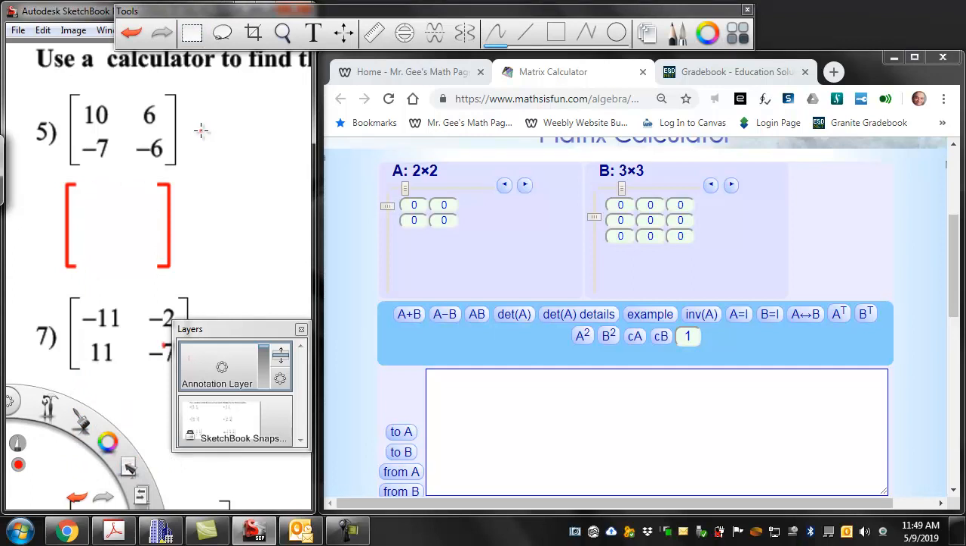And the first thing we have to do, remember, is to take the determinant. We're going to use the reciprocal of the determinant. Remember, it's over 1. So I take 10 times a -6, and I'll subtract a -7 times 6. So that's a -60. Subtract a -42, which will make it a +42, and I end up with a -18. So that's the determinant. Go ahead and erase that.